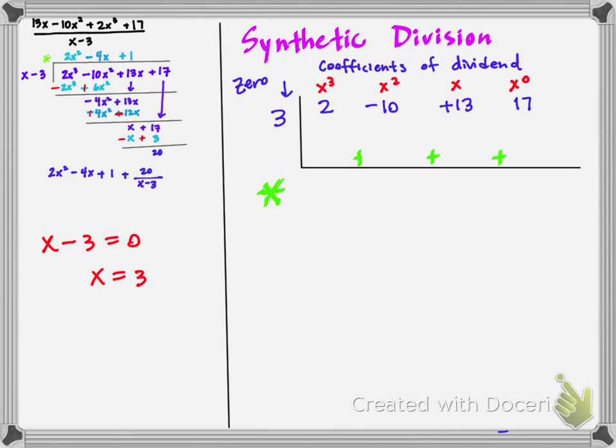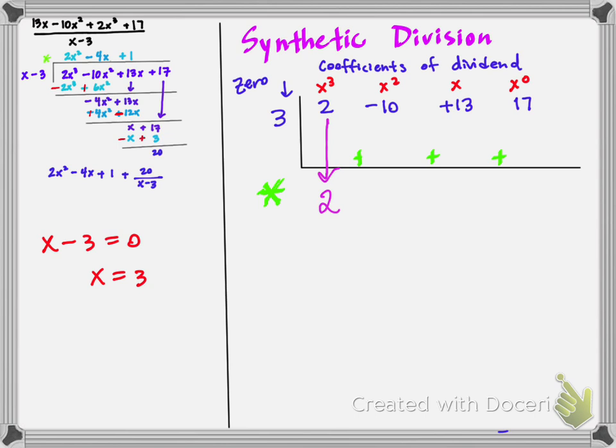So the first step of synthetic division is you're going to take your value you had and you're going to drop it, just like it fell. Like it just fell out of the sky. So the first number 2 falls out of the sky. There it is.